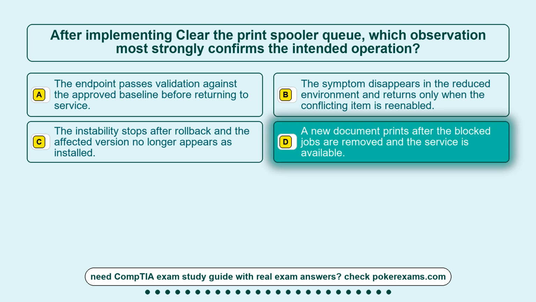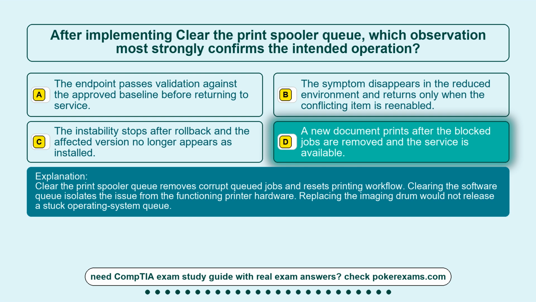The correct answer is option D. A new document prints after the blocked jobs are removed and the service is available. Clear the print spooler queue removes corrupt queued jobs and resets printing workflow. Clearing the software queue isolates the issue from the functioning printer hardware. Replacing the imaging drum would not release a stuck operating-system queue.